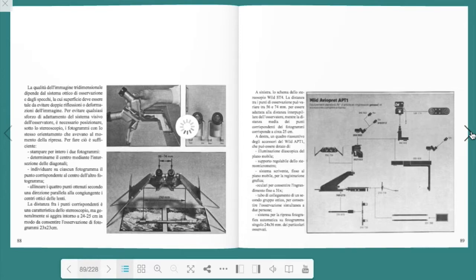Determine its center by intersecting the diagonals. Locate on each frame the point corresponding to the center of the other frame. Align the 4 points obtained in a direction parallel to the line joining the optical centers of the lenses. The distance between the corresponding points is a characteristic of the stereoscope, but generally it is around 24-25 centimeters in order to allow the observation of 23x23 centimeter frames.